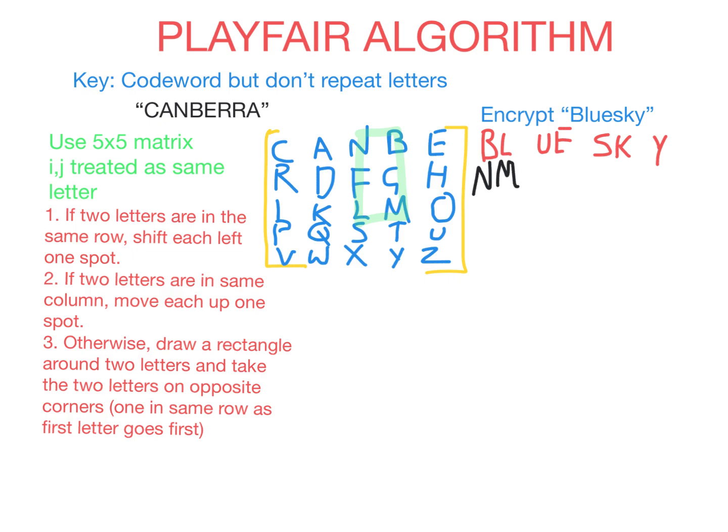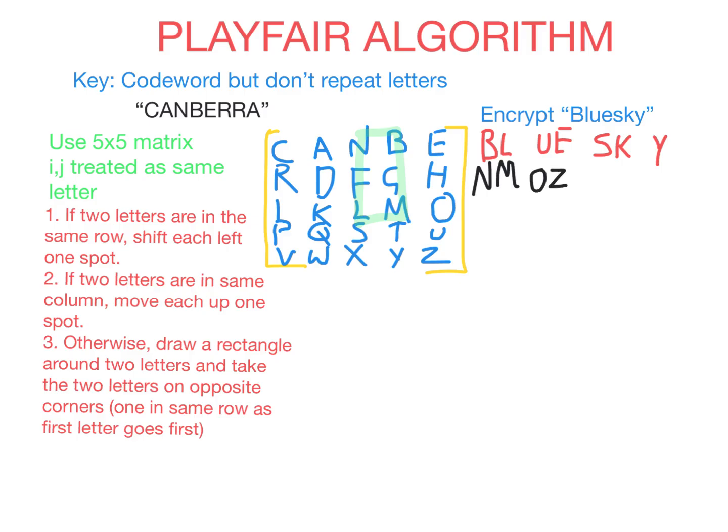All right, how would we encrypt U and E? Well, note that U and E are in the same column, so point 2 applies. So we need to move each of them up 1 spot. So U, I'm going to move up 1 spot, is going to be encrypted by O. But E, on the other hand, if I move up, I've got to go around down here. I'm going to move it up 1 spot to Z.